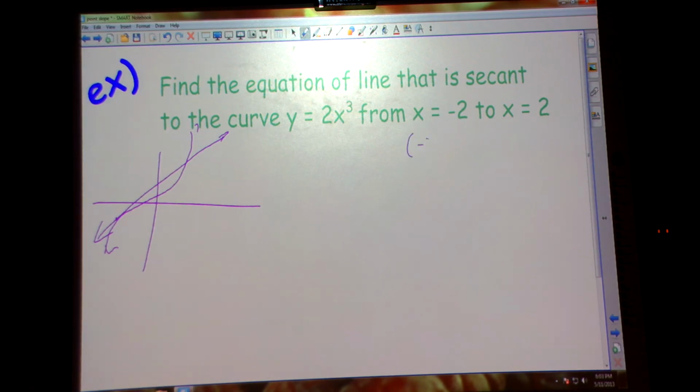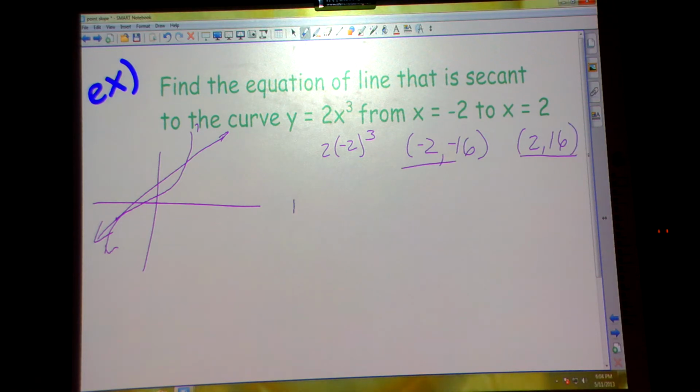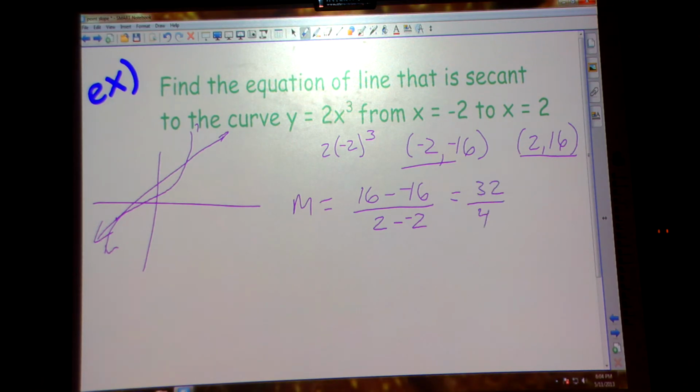But if I plug in -2, I'm going to have 2 times -2 cubed. That'll give me -8 times 2, -16. Plug in 2, very similar. It's going to give me positive 16. So now that I have 2 points, let's find my slope. 16 minus negative 16 over 2 minus negative 2. So here I'm going to get 32 over 4, which will then give me 8.